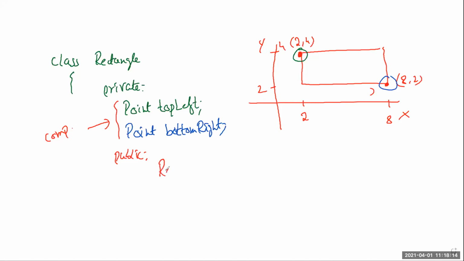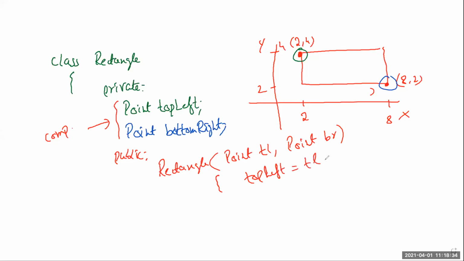So now this is the constructor. You can see the constructor will have 2 points as input. One is the top left, the other point is the bottom right, and within the body you can write simply top left gets this value, similarly bottom right gets the other value.